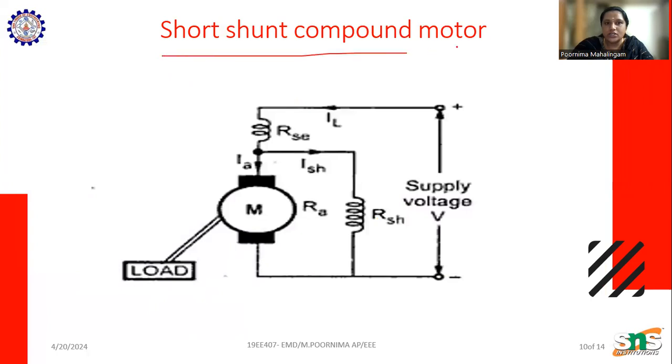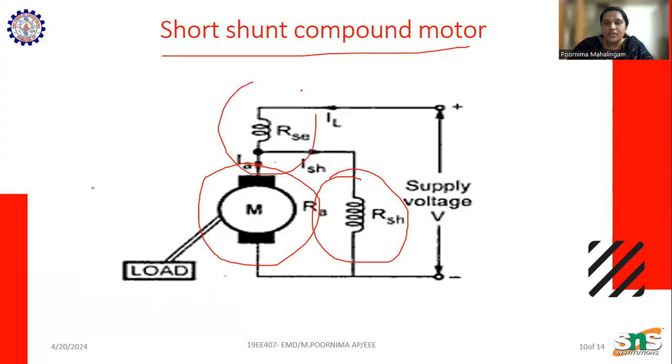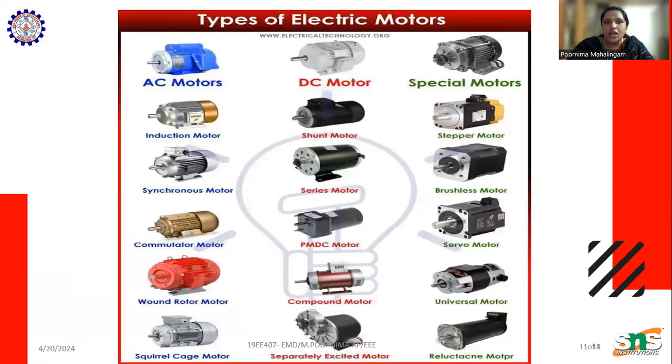And the short shunt compound motor, where the armature and the series resistance are connected. These are the parallel connections, and we have a series resistance. We have both series and parallel with the supply. This is the short shunt compound motor. Here we can see the types of electric motors.